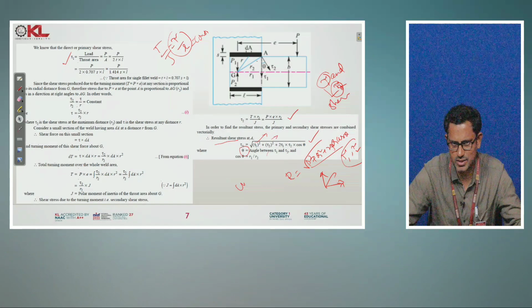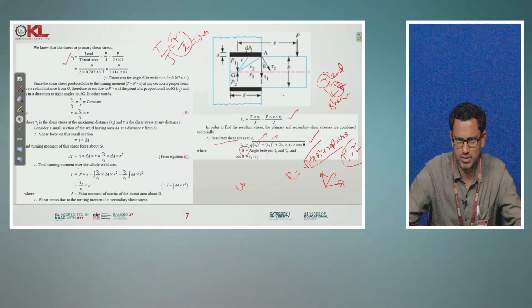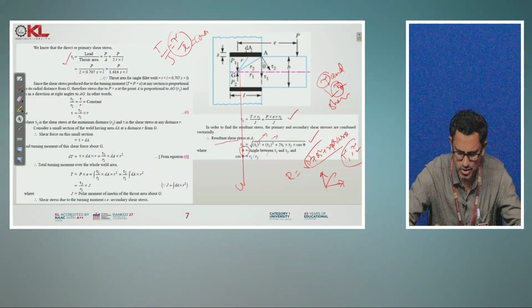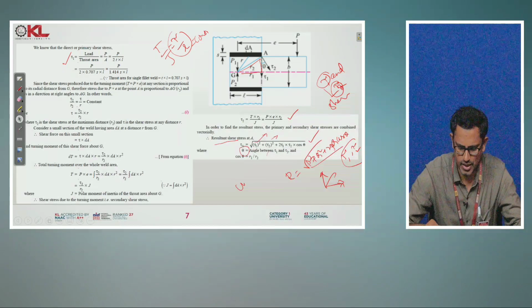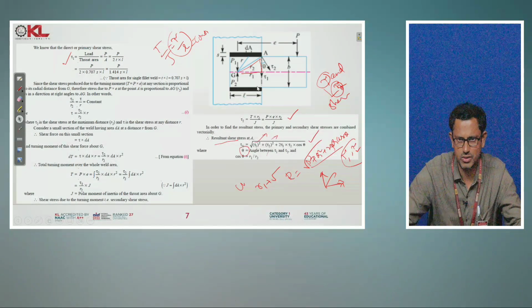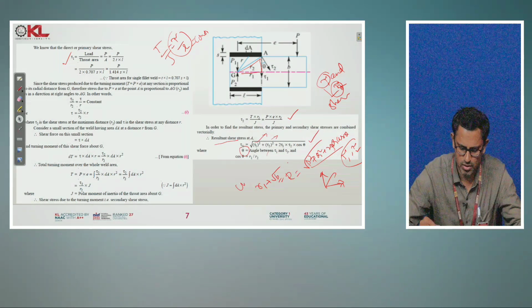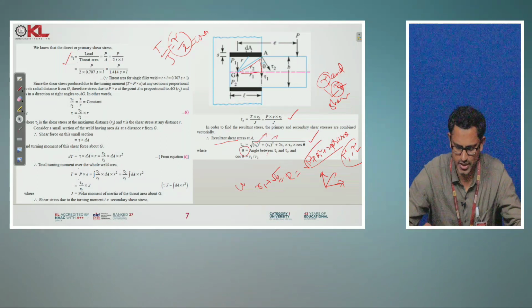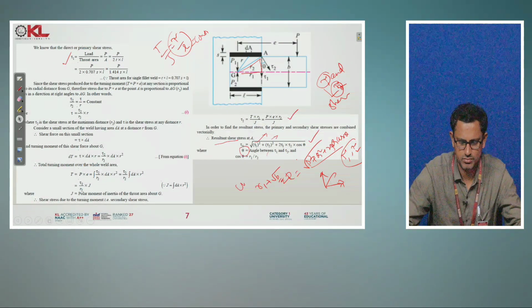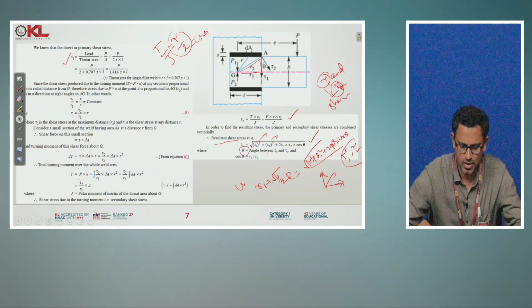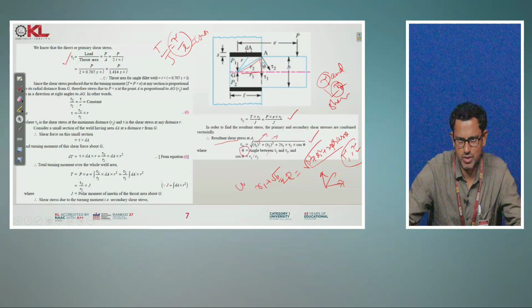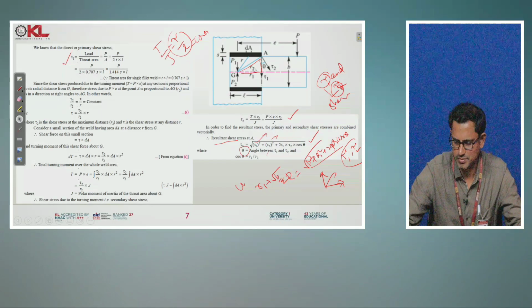And how to calculate this R2 value? If you treat this as a right angle triangle, R2 is the under root of R1 square plus this distance, which is half of B, that means B by 2. So R2 is under root of R1 square plus B by 2 whole square. Then you will get the R2 value.